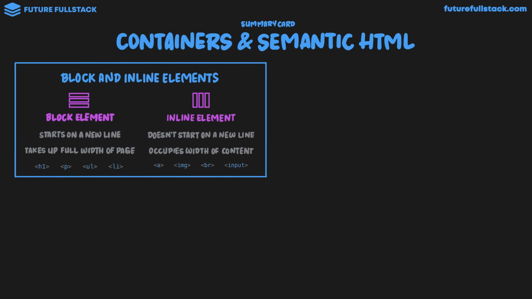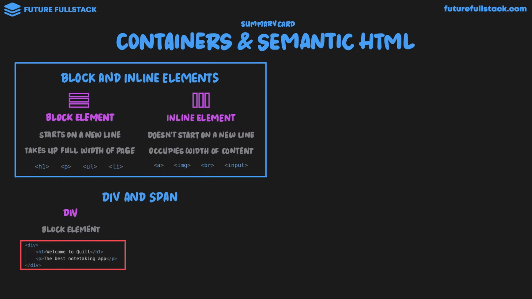Let's now finish off by adding to our summary card containers and semantic HTML. We looked at the div and span element. The div is a block-level element. In this snippet of code, there is an h1 and paragraph tag inside a div. Divs are used to group content. On the other hand, span is an inline-level element. In this snippet of code, we have an h1, and the span tags are being used to wrap the word full. Spans wrap text, which are later styled in CSS.